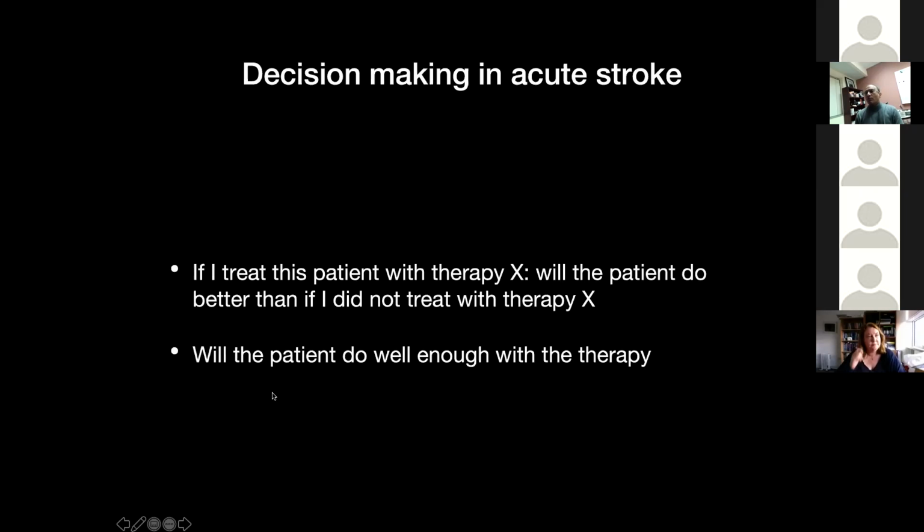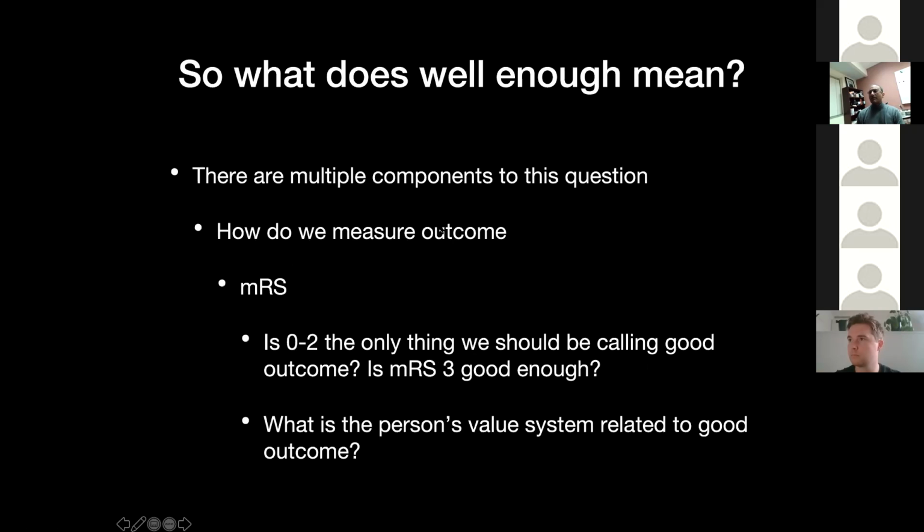So in terms of overall big picture decision making in acute stroke, we have to look at the question two ways. One is, if I treat this patient with therapy X, will the patient do better than if I did not treat the patient with therapy X? And then the second question is, is therapy X worth it? Will that patient do well enough? The two questions, in fact, are in some ways related, but in some ways unrelated and actually quite complicated. So there are multiple components to this question.